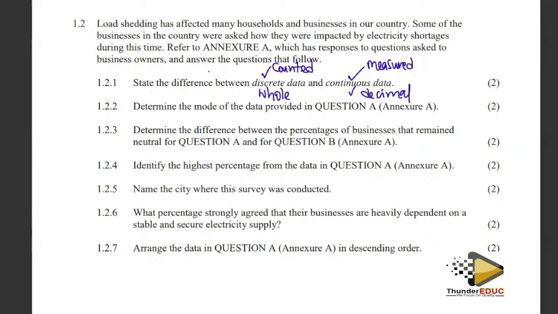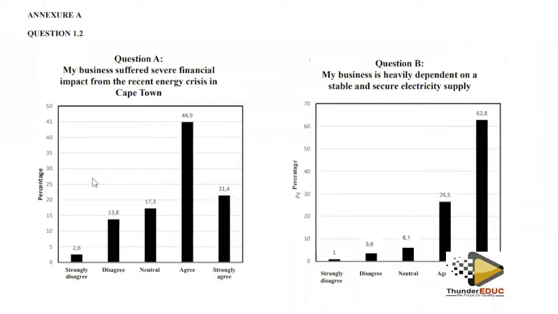Determine the mode of the data provided in question A, annexure A. Let's go there and see. This is question A, and they're asking for mode. Now, here there were two answers. Those who looked at only the numbers themselves would say no mode, because there's no number that is repeating. All right? We say no mode.